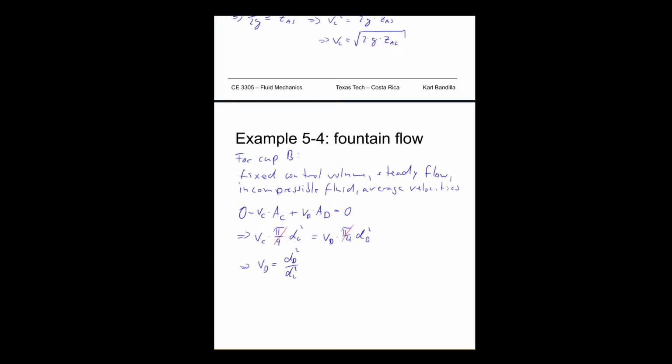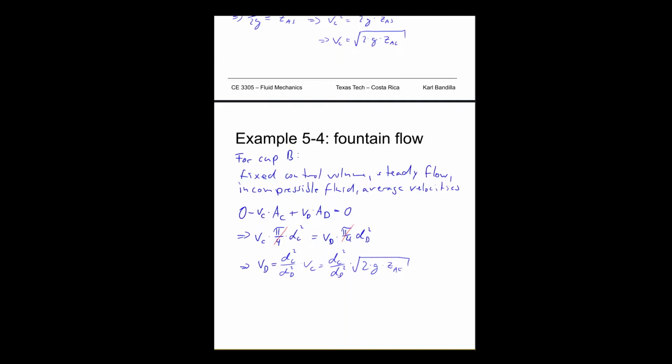If I have, oh no, the other way around. Getting myself confused here. If I'm getting VD, then I have to divide by that. So DC over DD, and of course times VC. Okay, that makes sense. So that would be DC squared over DD squared, and then we figured out that VC was this up here, the square root of 2 times G times ZAC.